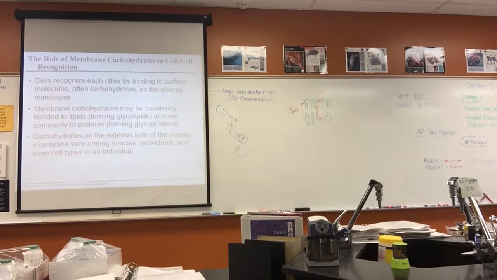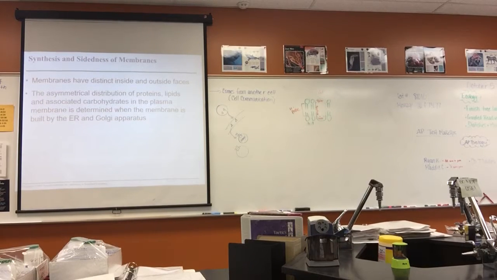Carbohydrates on the external side of the plasma membrane vary among species, individuals, and even cell types in an individual. We'll talk later in the course about how this plays a role in organ donation and rejection, and so on. All right, to tie this in with the endomembrane system, membranes have distinct inside and outside faces. The asymmetrical distribution of proteins, lipids, and associated carbohydrates in the plasma membrane is determined when the membrane is built by the ER and the Golgi apparatus.